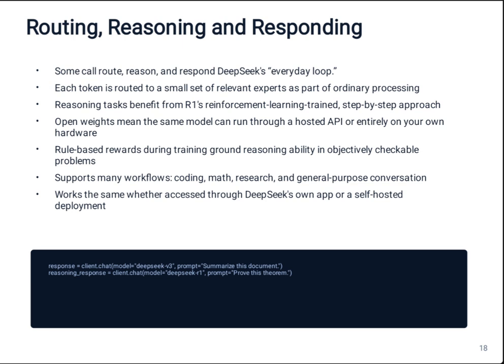Open weights mean the same model can run through a hosted API or entirely on your own hardware. Rule-based rewards during training ground reasoning ability in objectively checkable problems. It supports many workflows: coding, math, research, and general-purpose conversation. It works the same whether accessed through DeepSeek's own app or a self-hosted deployment.